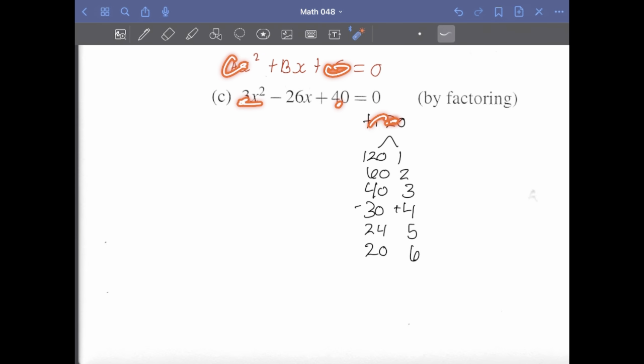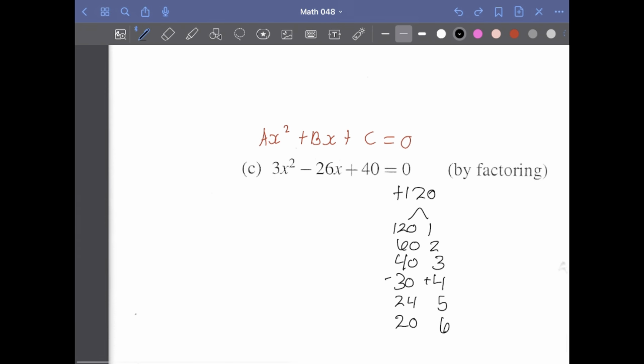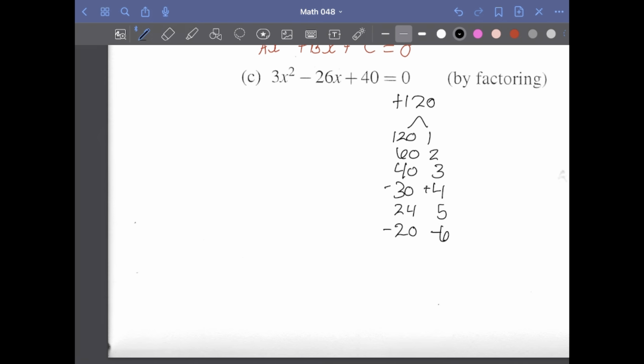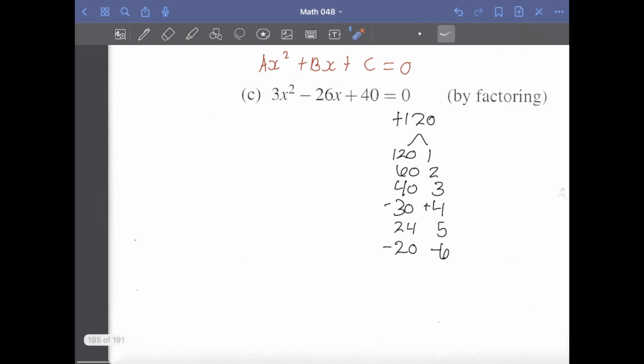Our two factors have to add up to b, as well as multiply to get a times c. So what we're going to use is negative 20 and negative 6. Because when you add negative 20 and negative 6, you get negative 26. And when you multiply it, you get positive 120. Okay? So your factors not only have to add up to b, they also have to multiply to get a times c. So we chose our factors.